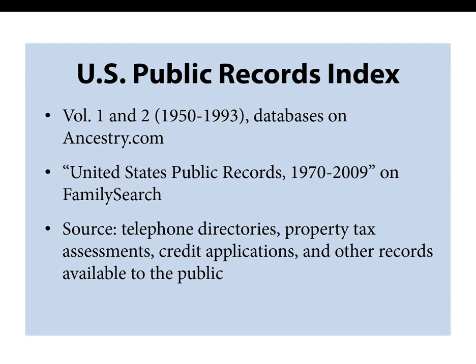The U.S. Public Records Index is a great resource for finding living people in the late 20th century. The three databases that I am putting under this one header of U.S. Public Records Index are actually the U.S. Public Records Index Volume 1 and U.S. Public Records Index Volume 2 on ancestry.com, as well as a database on familysearch.org called United States Public Records 1970 to 2009. The information available in these three databases is compiled from telephone directories, property tax assessment, credit applications, and other public records.